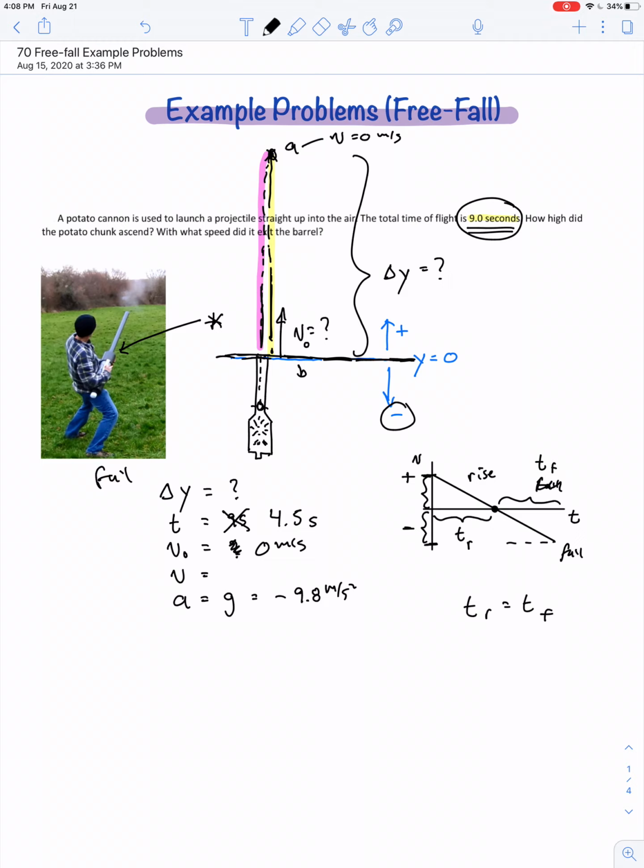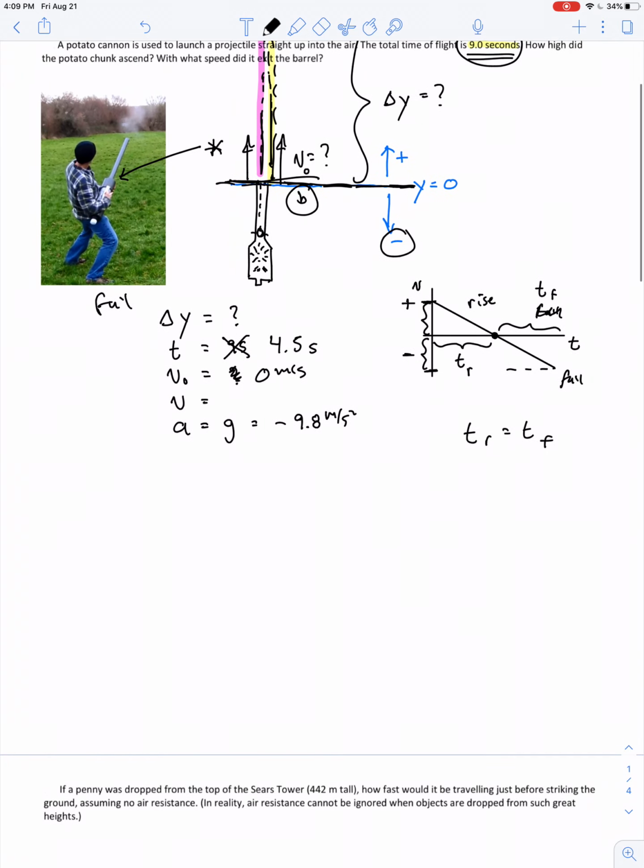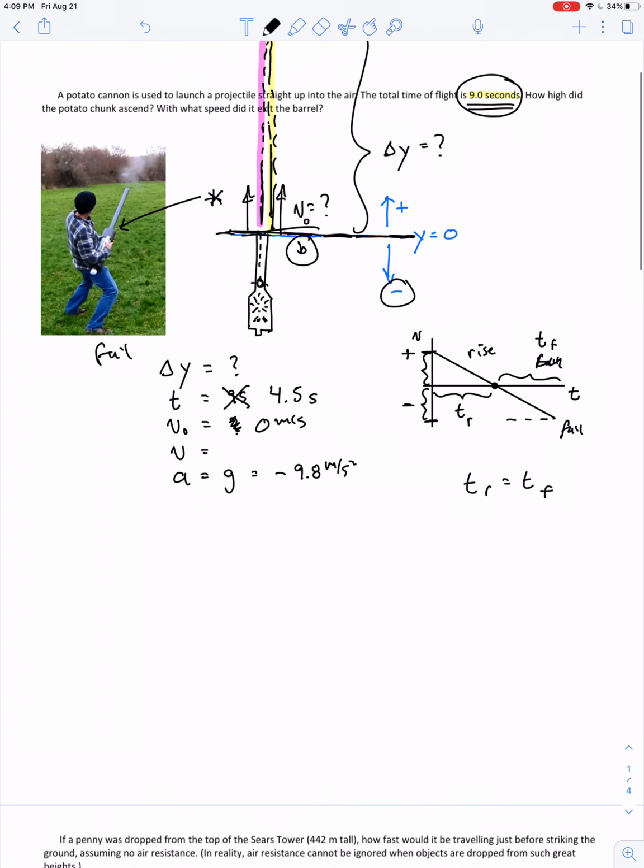So if I can figure out the speed at the very end, when it returns back to the end of the barrel, then it has some downward velocity, but whatever that velocity moving downward is the same as what the initial velocity on the way up was. And so we'll have answered the question in that manner. Okay, so what equation should we use?